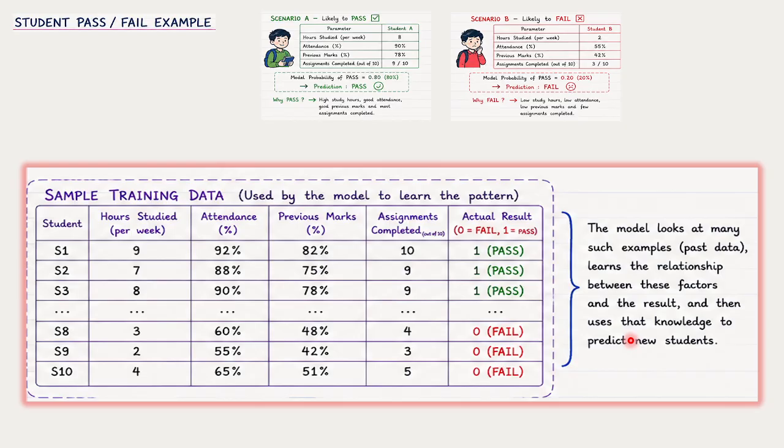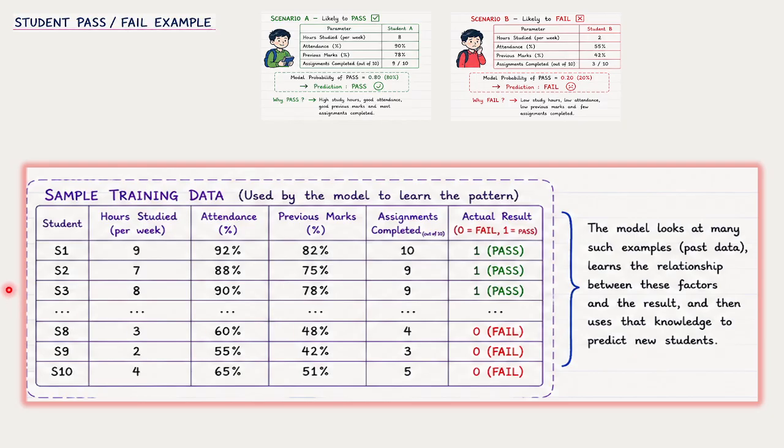Now let's see what kind of data the machine learning model has for this particular example. We have already trained our model. For example, it may have data like this: student 1 studied for 9 hours per week, attendance 92%, previous marks 82%, assignments completed 10 out of 10, and along with all this data, we also gave the model a label. The label tells the model the final result, and here it is pass, right? So this column is actually the label column. In the same way, we have data for many students.